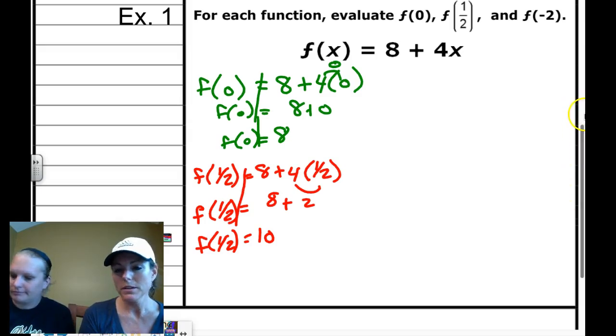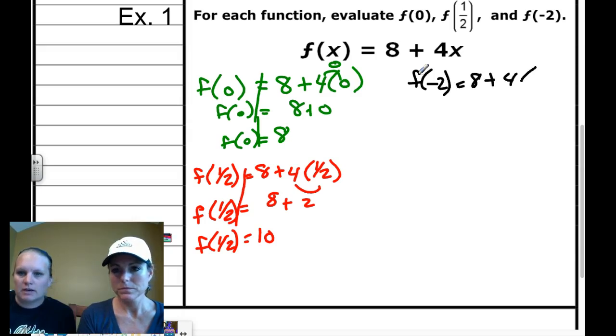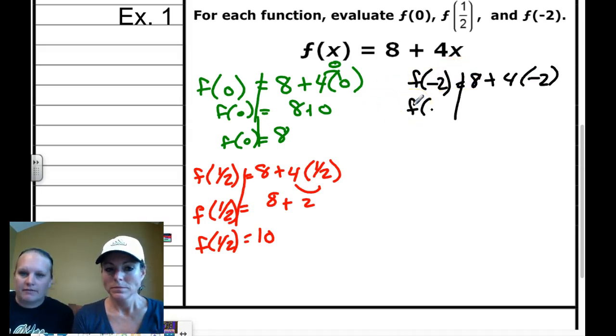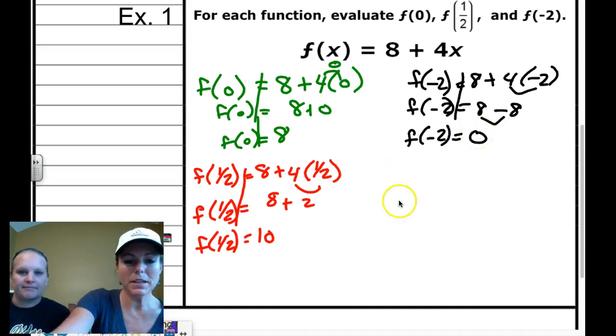We have one more. f of -2. f of -2 equals 8 plus 4. I'm going to plug in that -2 because that's the number it tells us to plug in. All right, so f of -2 equals 8. And now this time, 4 times -2 is -8. Okay, so f of -2 equals, well, they just cancel. 0. And there we go. All right, let's move on.